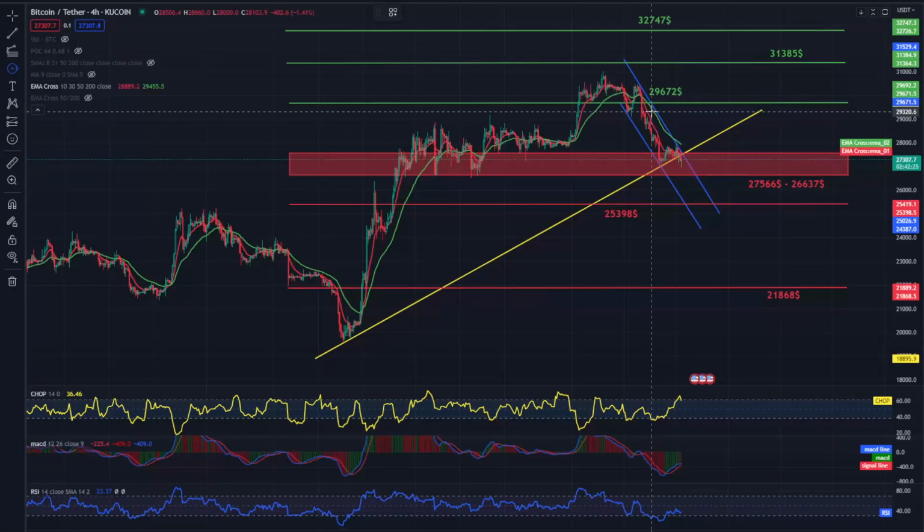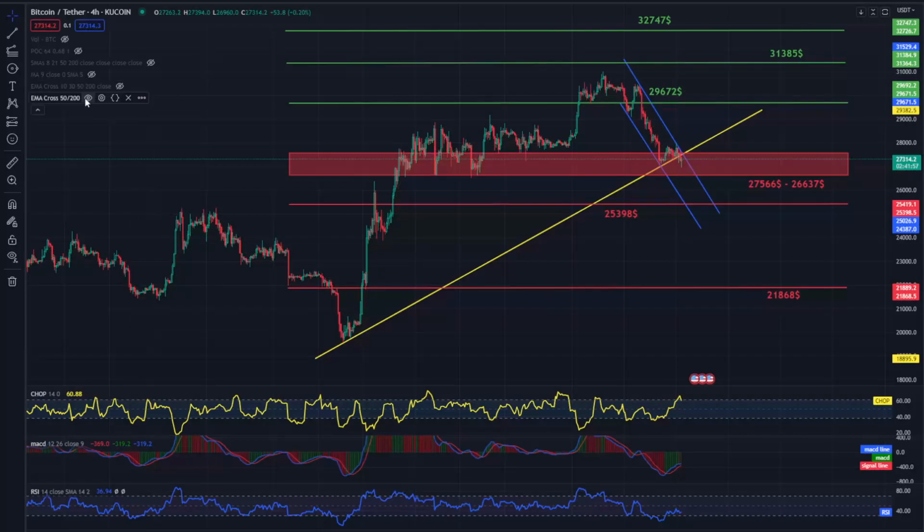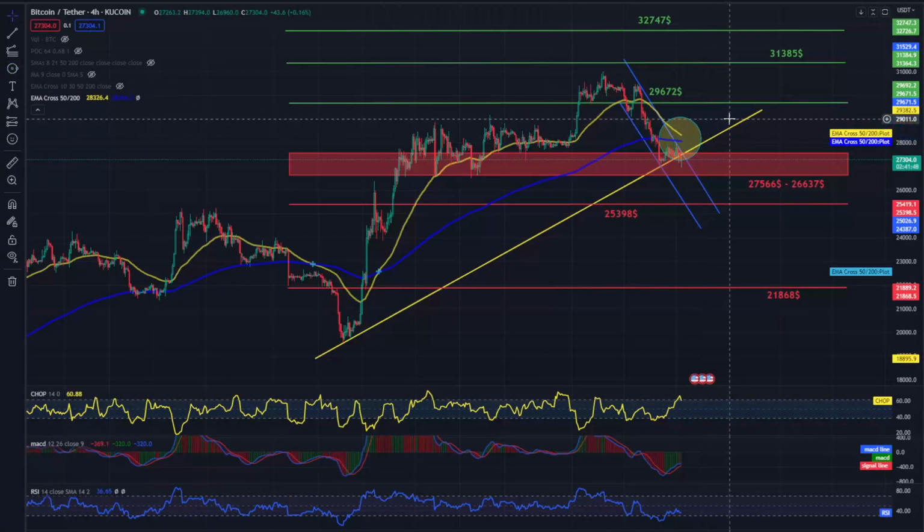Now let's look at the cross 10 and 30 EMAs, which indicate that we are in a local downtrend. At this point, however, it is worth looking at the EMA cross 50 and 200. We should watch if the yellow EMA cross 50 line crosses the blue line from above, which could indicate a return to a long-term downtrend.